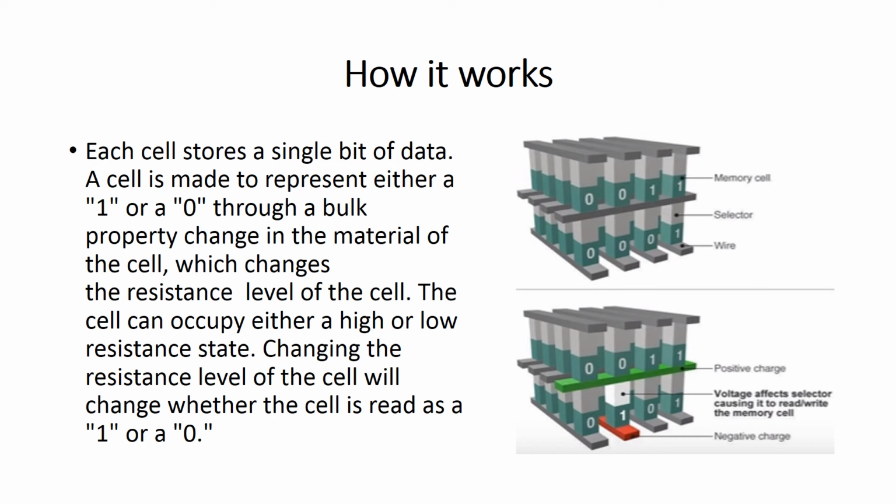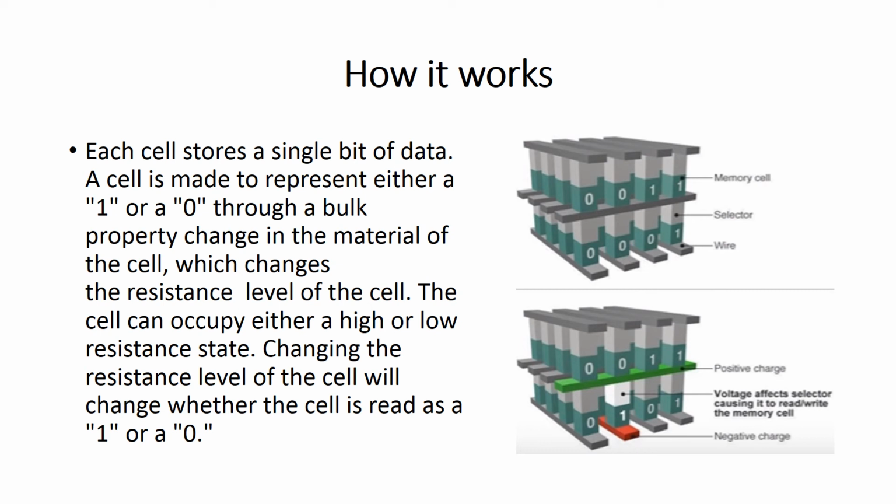As we can see in the figure, each cell stores a single bit of data. A memory cell is made to represent either 1 or 0 through a bulk property change in the material of the cell, which changes the resistance level of the memory cell. This cell can be in a high or low resistance state, and changing the resistance level of the cell will change whether the cell is read as a 1 or 0. By applying voltage on the word and bit line, they can be accessed for read and write operations.